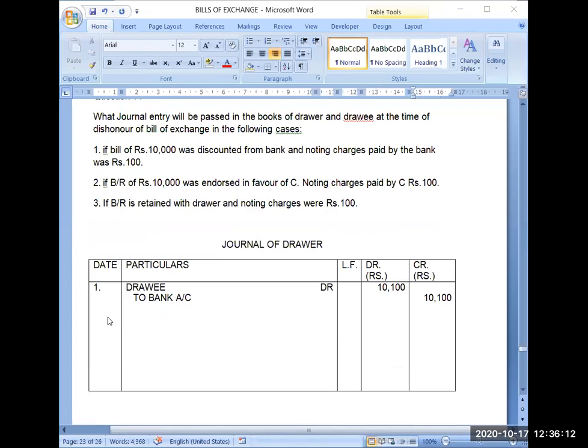C will inform drawer that drawee has not made the payment. So in that case, drawer will again make drawee his debtor for 10,000, and the person C will become again his creditor. Drawee debit to C.